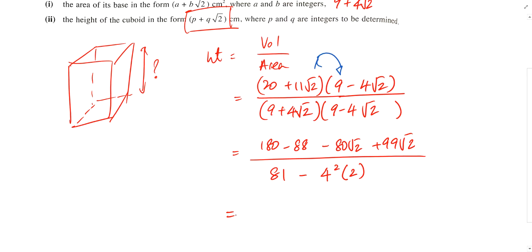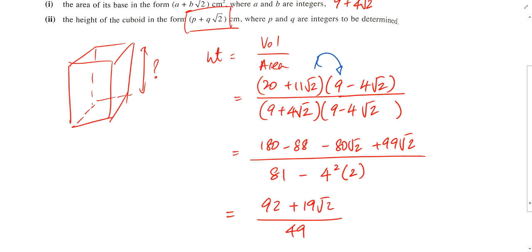So 180 minus 88, what do we have? 92, then plus 19 root 2 divided by 17. 49. Who says 17? Okay, so is this correct? No. Wrong?